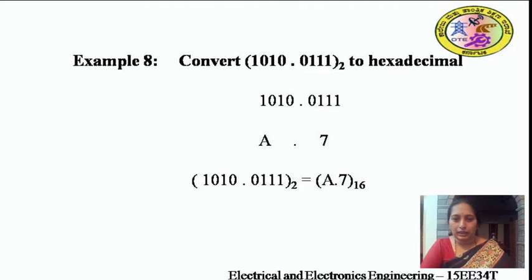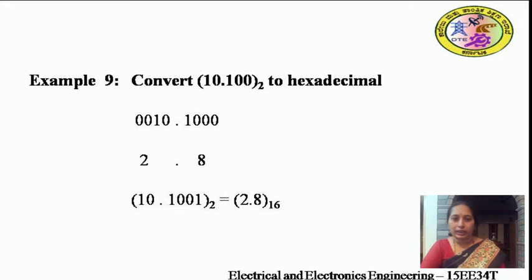I have taken an example with an integer part and a fractional part: 1010.0111. This has to be converted into hexadecimal. In the integer part, we have a group of 4 bits, 1010, that is 10, equal to A in hexadecimal. In the fractional part, 0111 is grouped as 4 bits, and it is equal to 7. So this is equal to A.7.